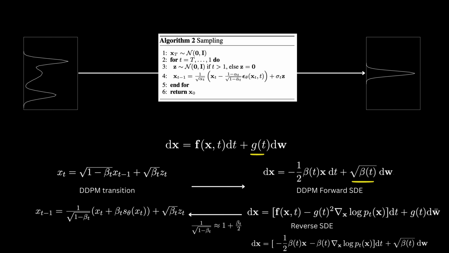Just that instead of expressing in terms of score, the DDPM sampling step has noise prediction in it. But if you compute the score for p of xt given x0 and rewrite x0 in terms of xt and noise prediction, you will get a similar expression as the DDPM sampling step. So all this was concerned with DDPM. Now we are going to move to DDIM.